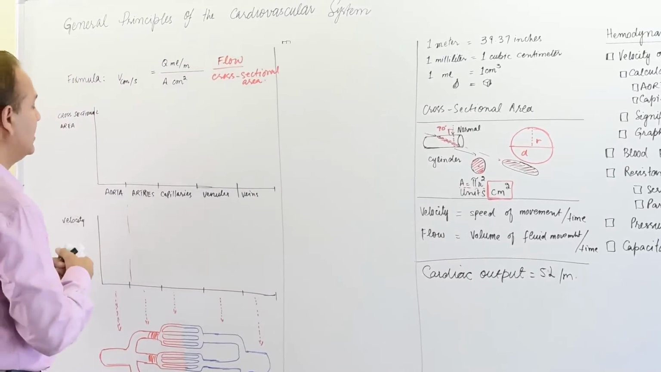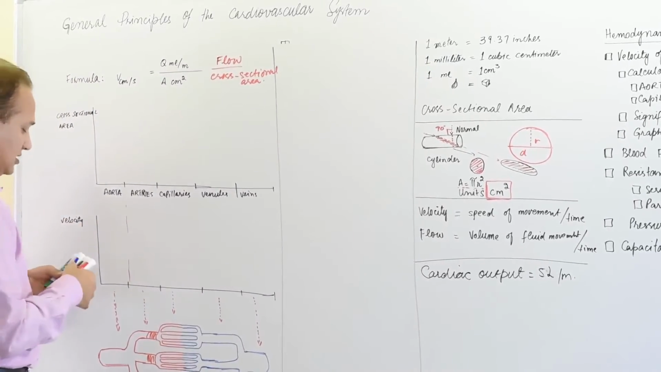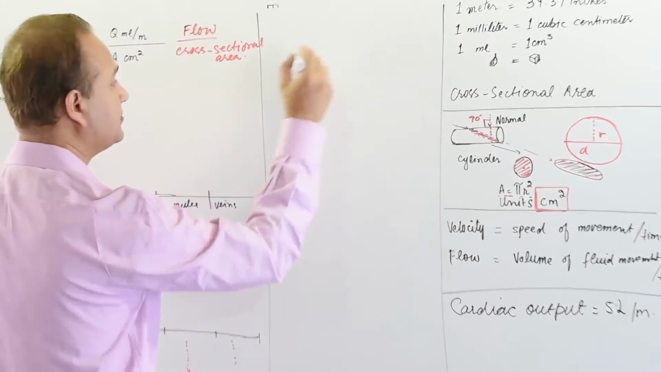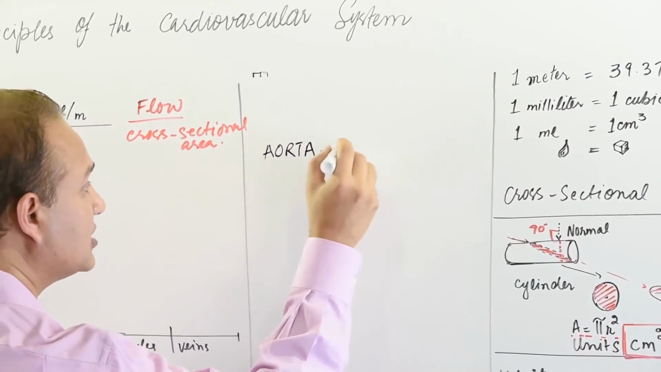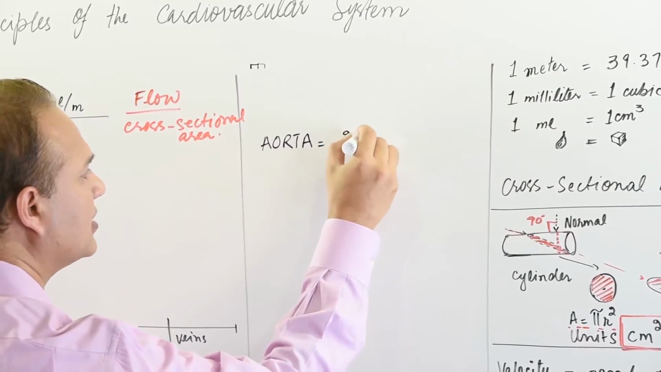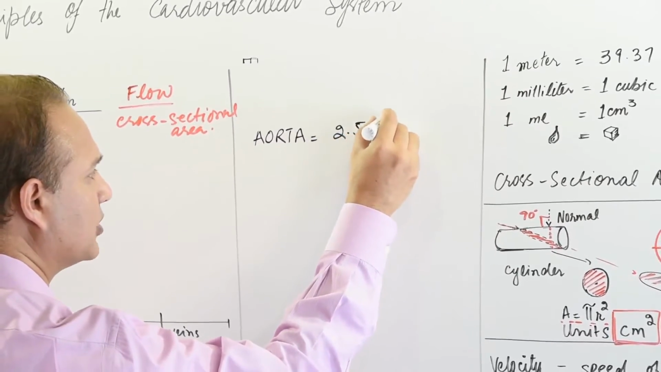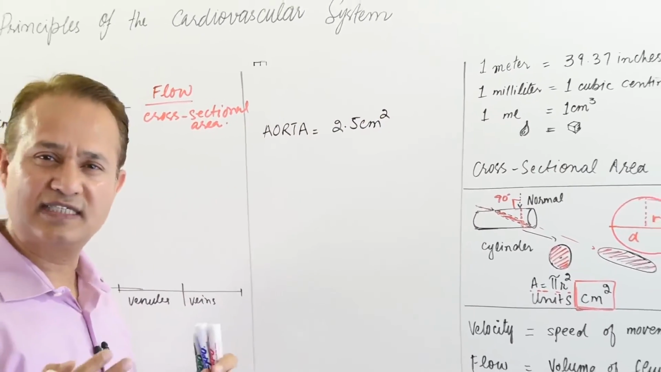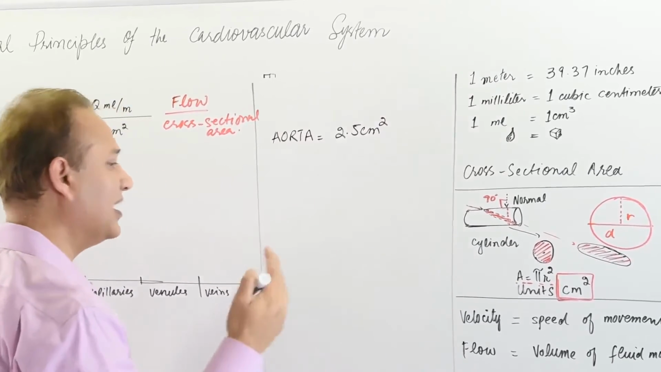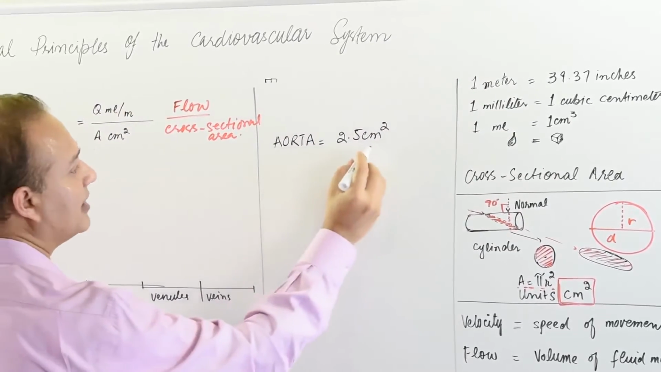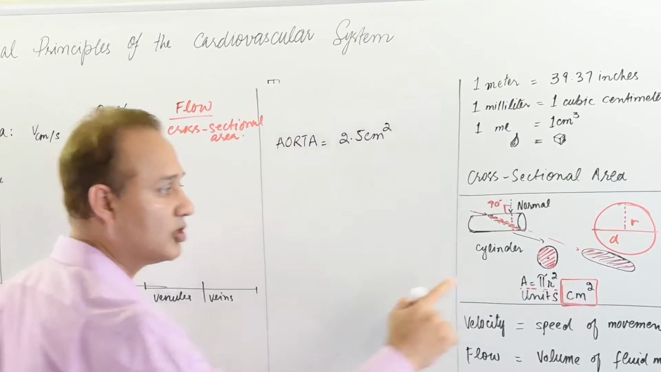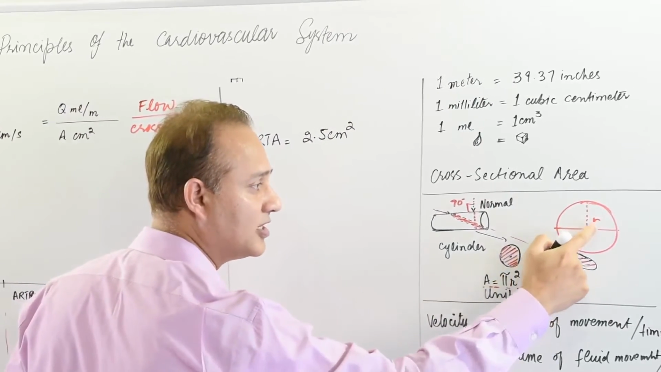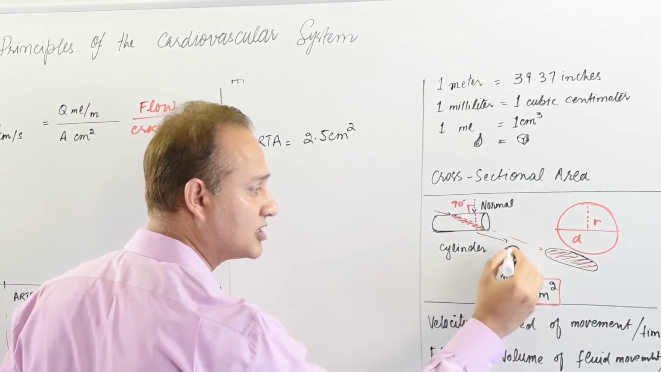So let's start with the aorta. The aorta has cross-sectional area of about 2.5 centimeters square. It is actually 2.7-ish centimeters square. I made it easy for myself. So 2.5 centimeters square, do you think that that is this? No, it is a cross-sectional area. It is not the diameter, it is not the radius, but it is a cross-sectional area.